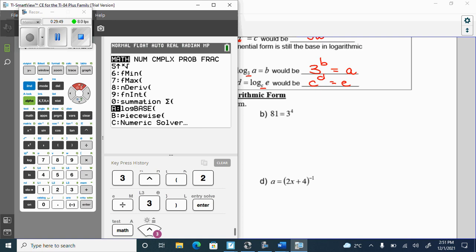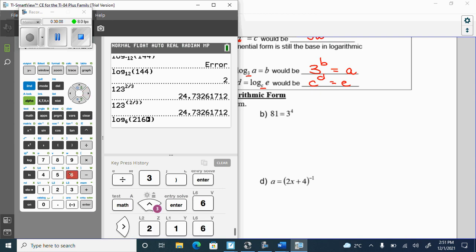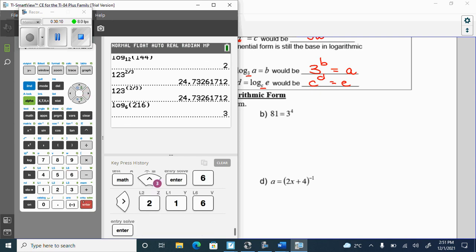No, that button's going to make your life harder. So did you go math and did you look for log base? If you have it, press enter. Boom, it gives you a spot to put the base in. So what was it? 6 and 216. Boom, got an answer. If you have the old calculators, you cannot use that button because you don't have it.